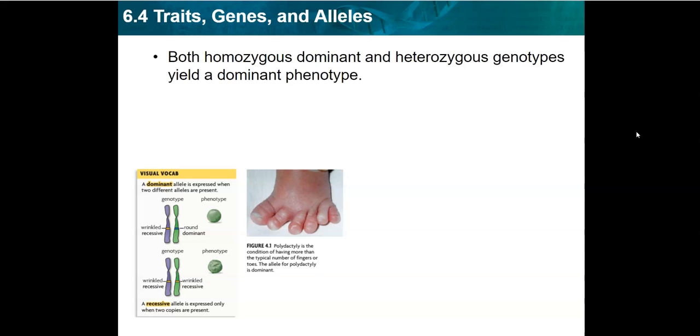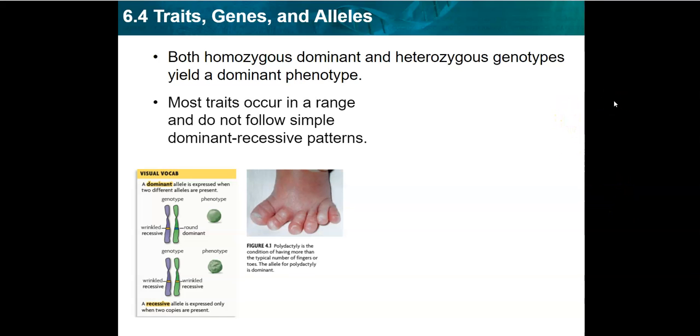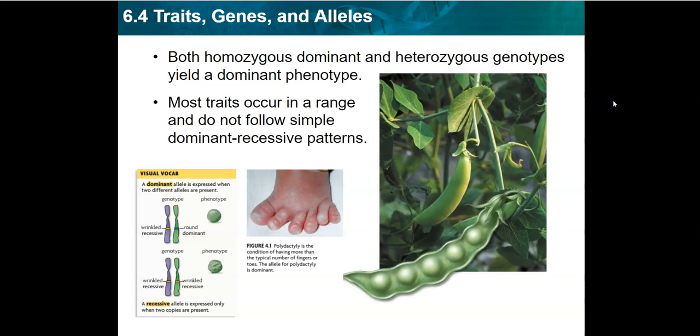Both homozygous dominant and heterozygous genotypes will yield a dominant phenotype. So remember, this is the genetics. This is the physical appearance. So in your textbook, it shows the dominant allele expressed. Polydactyl is the condition of having more than the typical number of fingers or toes. The allele for polydactyl is dominant, so that's actually a dominant trait in human beings. Most traits occur in a range and don't follow simple dominant recessive patterns.